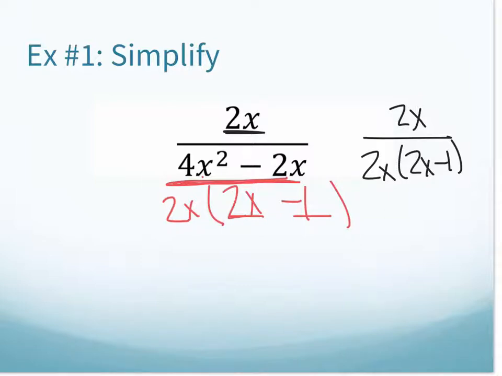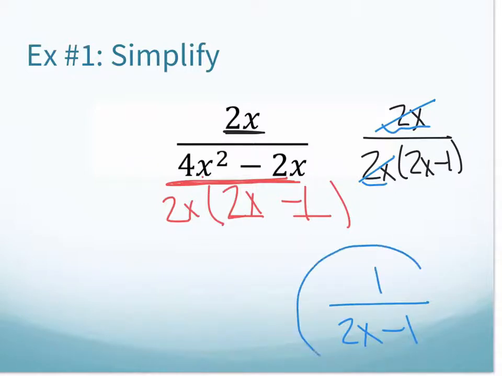Then step 2 said that we want to cancel anything that's the same in the numerator and denominator. So we have a 2x in the numerator and a 2x in the denominator, which means we can cancel these out. And then we're just going to write our answer. In our denominator, we still have a 2x minus 1 left. We don't have anything left in the numerator, so we just put a 1. So our final answer is 1 divided by 2x minus 1.